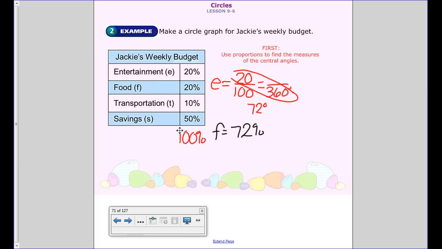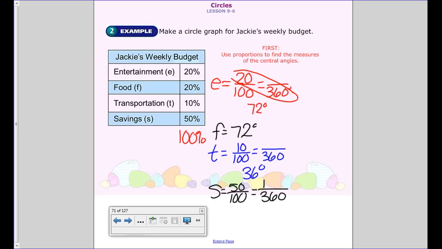All right, same with transportation. She spends 10% out of 100. And some of you might say, oh, well, I can just take half of that 72. And yes, that would work out. You get 36 degrees. And I'm sorry, just realized I switched that to a percent. It should have been a degree. So it's 72 degrees, 36 degrees. And finally, savings, well, 50% out of the 100 of the 360 should be 180 degrees. There we go. So we have our measurements.